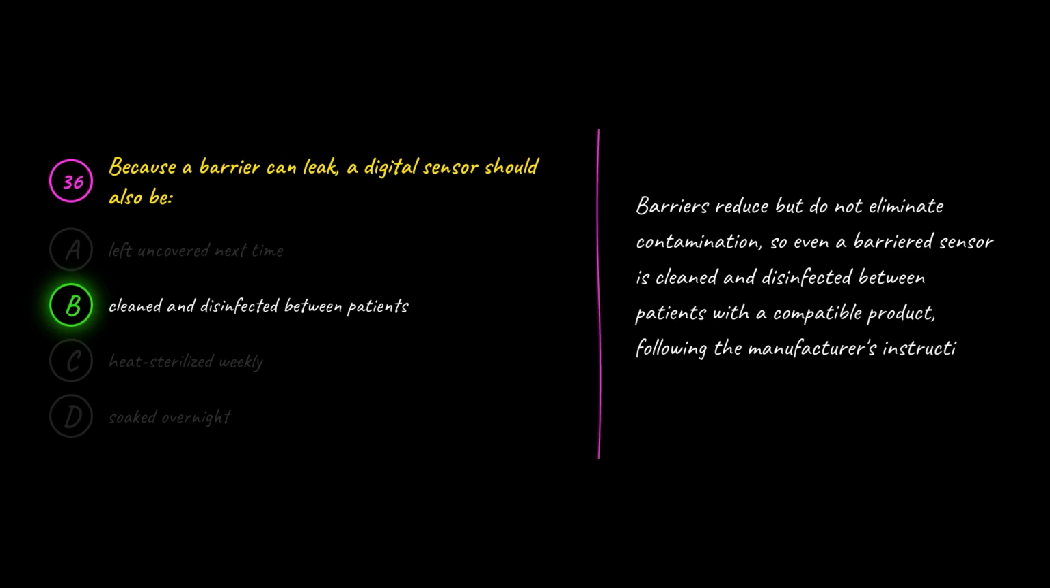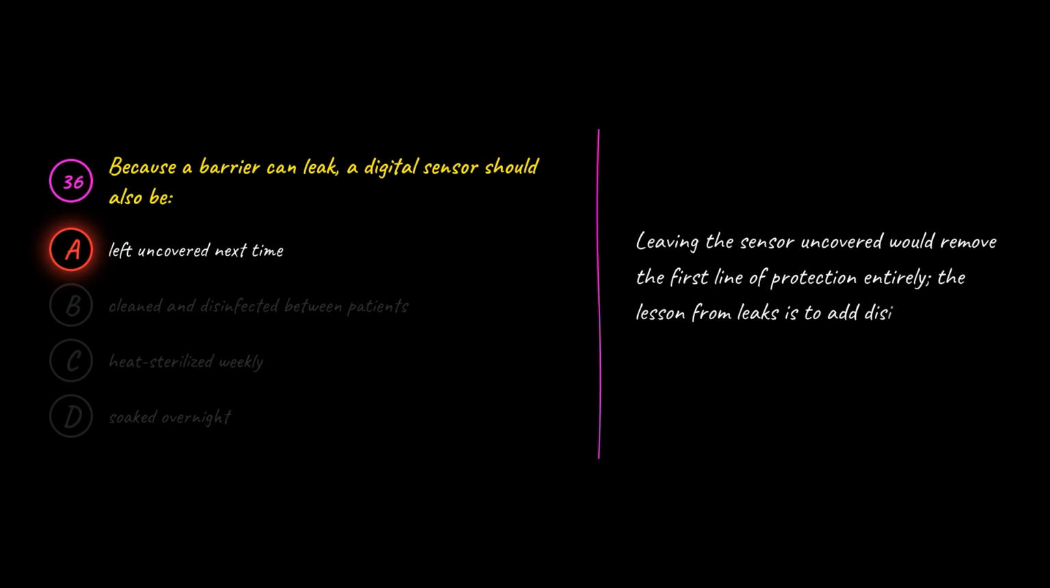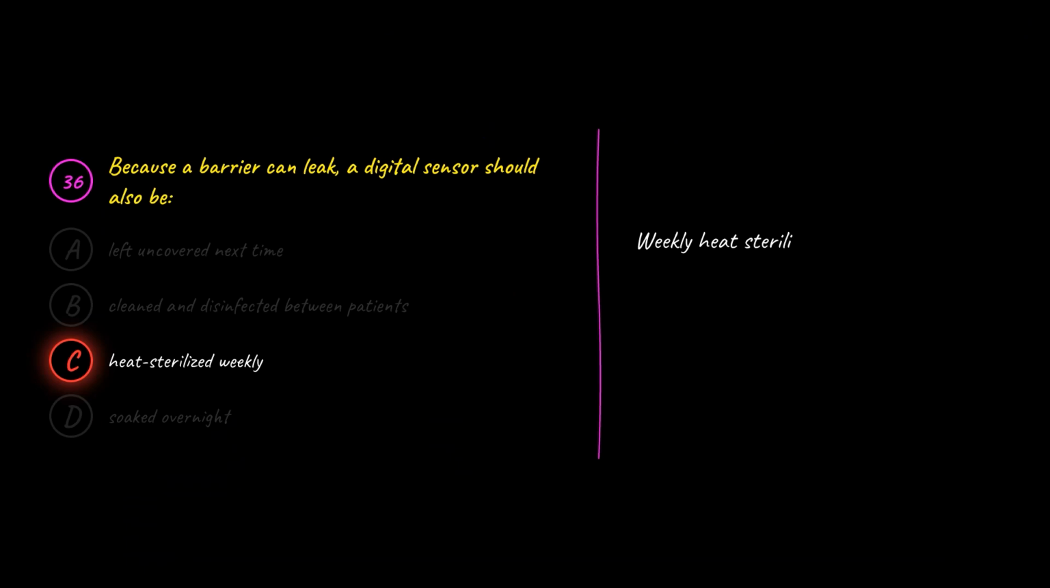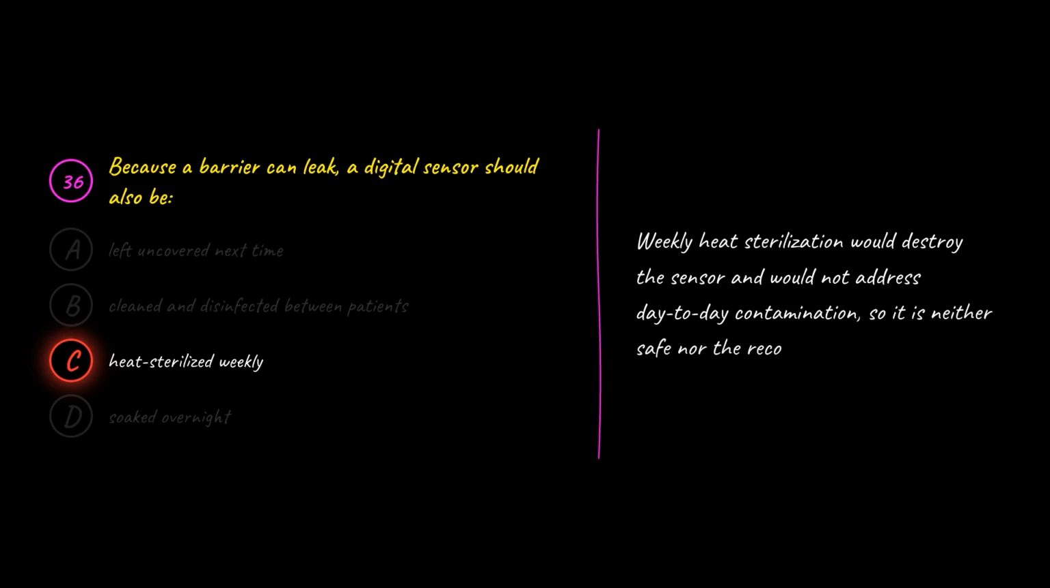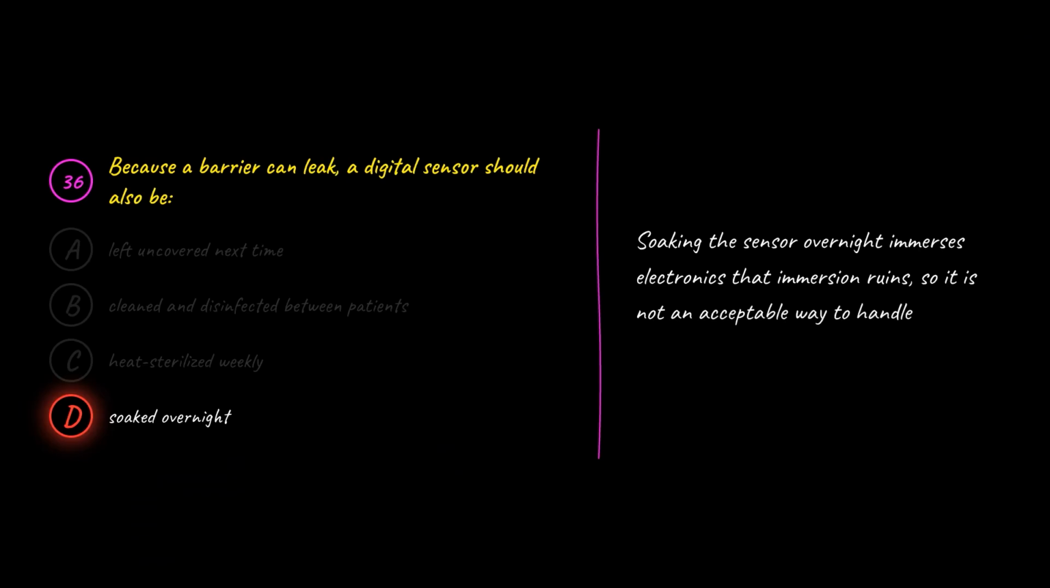that specific device. A is wrong because leaving the sensor uncovered would remove the first line of protection entirely. The lesson from leaks is to add disinfection, not to abandon the barrier. C is wrong because weekly heat sterilization would destroy the sensor and would not address day-to-day contamination, so it is neither safe nor the recommended routine. D is wrong because soaking the sensor overnight immerses electronics that immersion ruins, so it is not an acceptable way to handle a receptor whose barrier may have leaked.